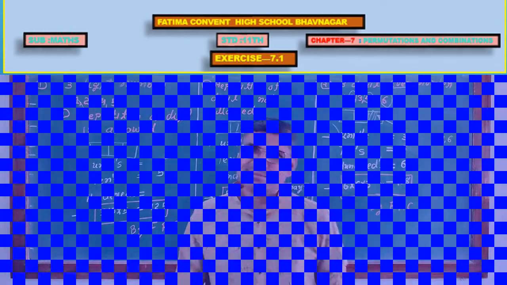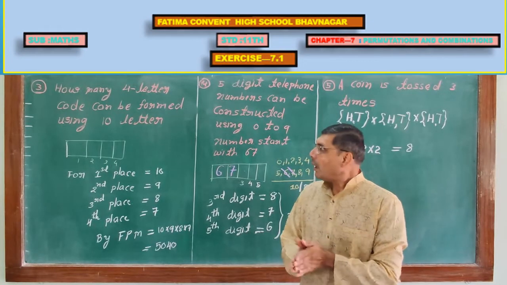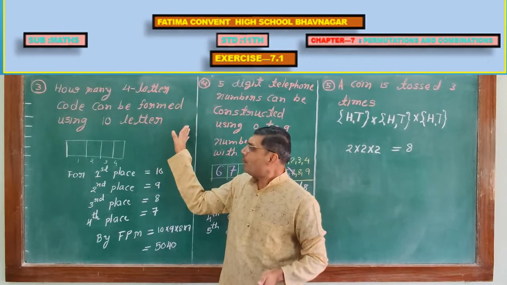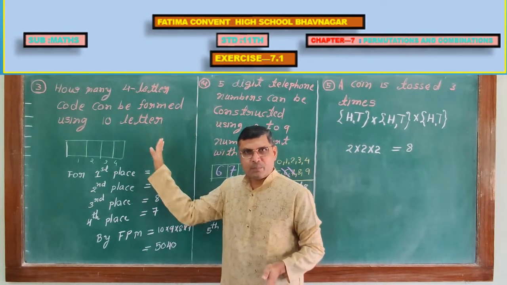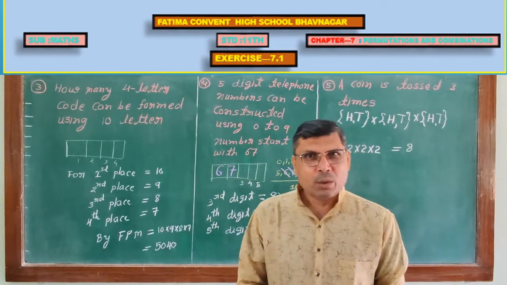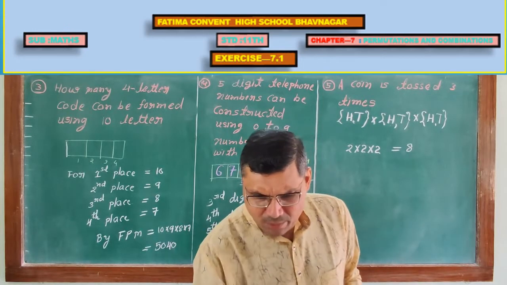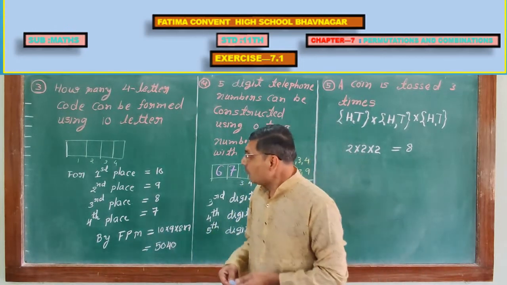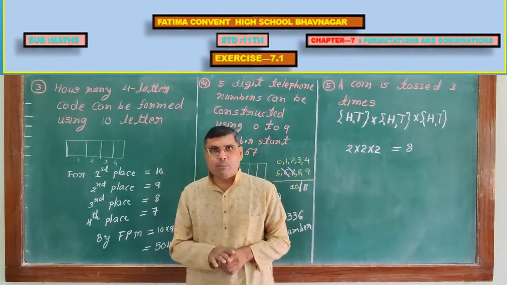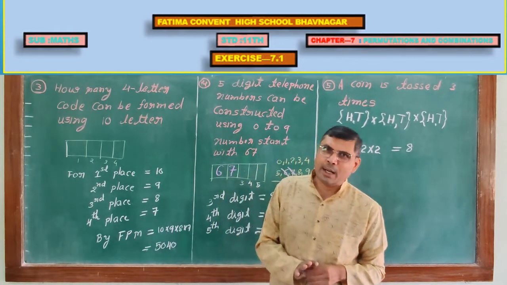That's 7.1. Question number 3. In how many ways can a 4-letter code be formed using 10 letters? Now, you have to use the first 10 letters of the alphabet, A, B, C, D, E, F, G, whatever it is. See here, 1, 2, 3 and 4 letters I want to form. Remember, once again, repetition is not allowed.